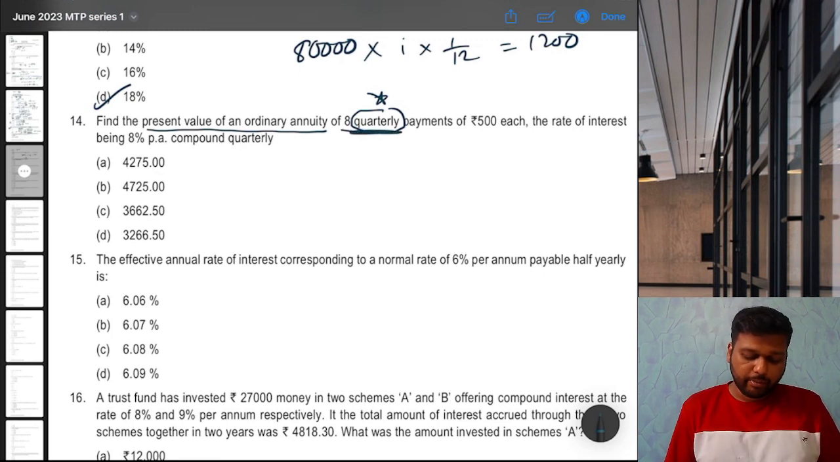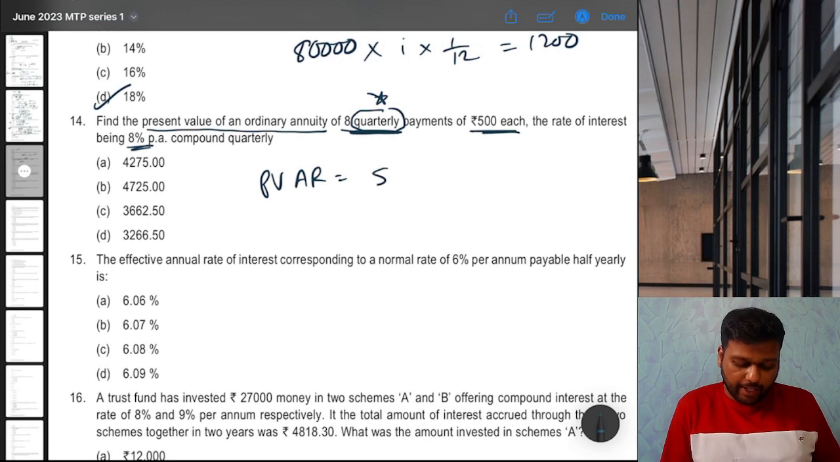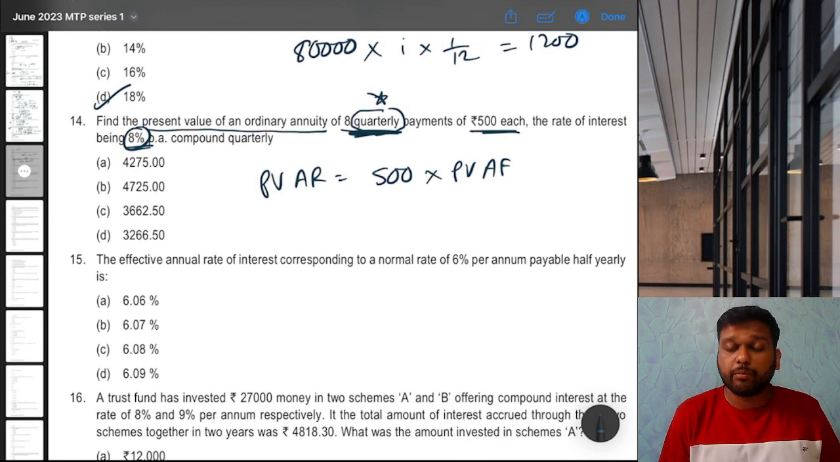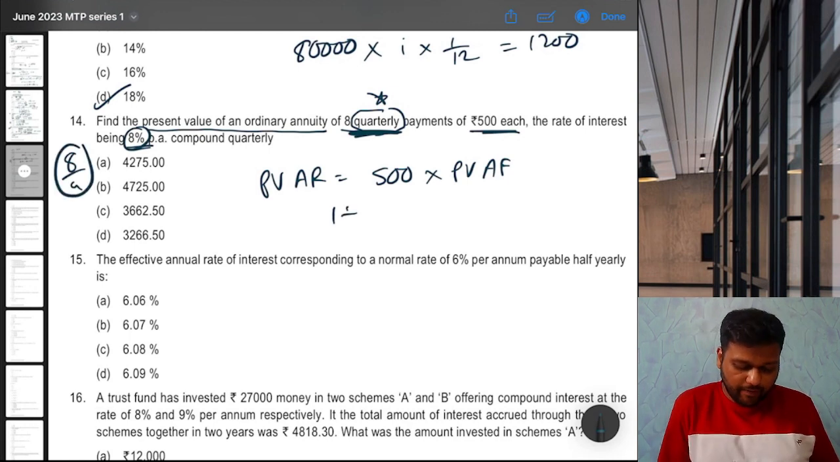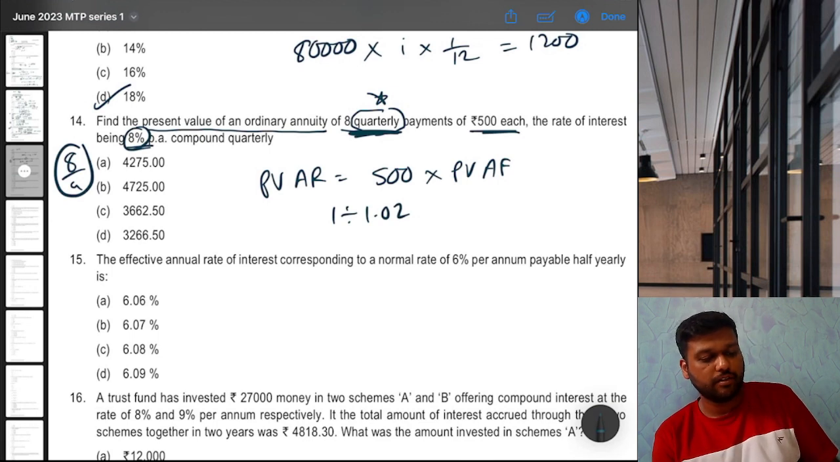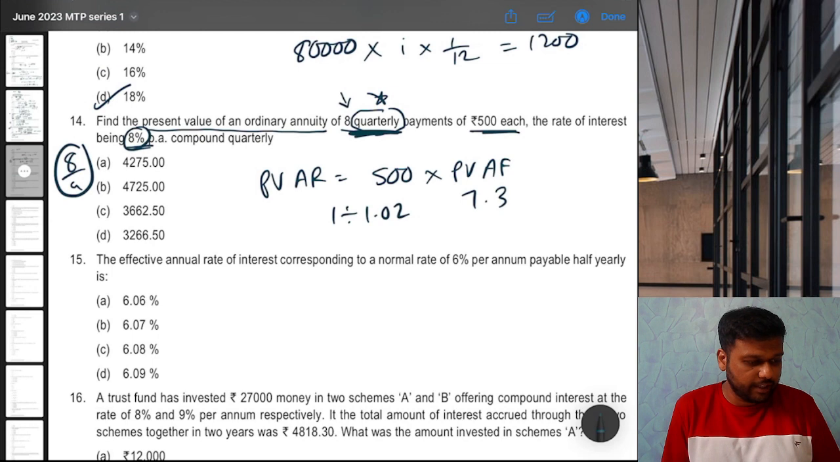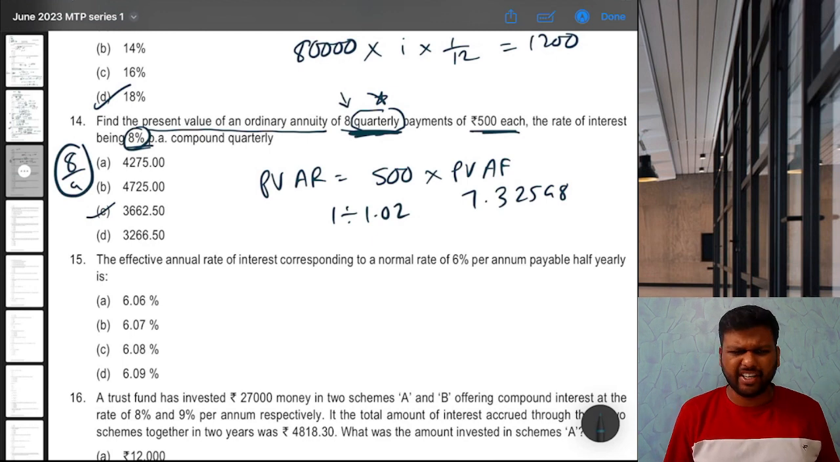So 8 quarterly payments of 500 each, rate of interest is 8% per annum. We want the present value of a regular annuity, which is annuity amount into present value annuity factor. How do we find the factor? 1 divided by 1 plus I. What is I? Not 8%. Quarterly means in 1 year there are 4 quarters, so we take 8 by 4, that is 2% as the rate. So 1 divided by 1.02, then press equal to 8 times, 1, 2, 3, 4, 5, 6, 7, 8. Then press grand total, GT. That gives you 7.32548. Don't write it. Multiplied by 500, that is our answer, 3662, option C.